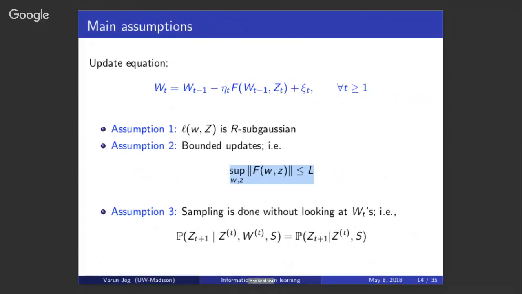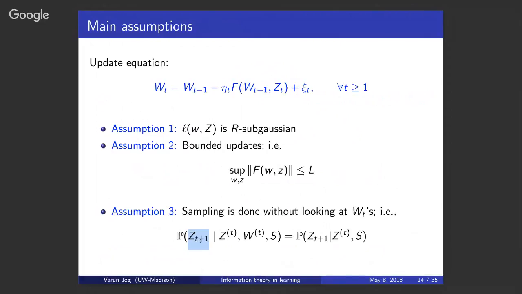And the third assumption, which is crucial, is this. In stochastic gradient descent or in any kind of iterative algorithm, there is the new bunch of samples that you see, which we are calling zt+1. At time t, you observe zt+1 and then figure out which direction to move in. The assumption that we have here is that this zt+1 is sampled without looking at the history of how the iterates have behaved so far.